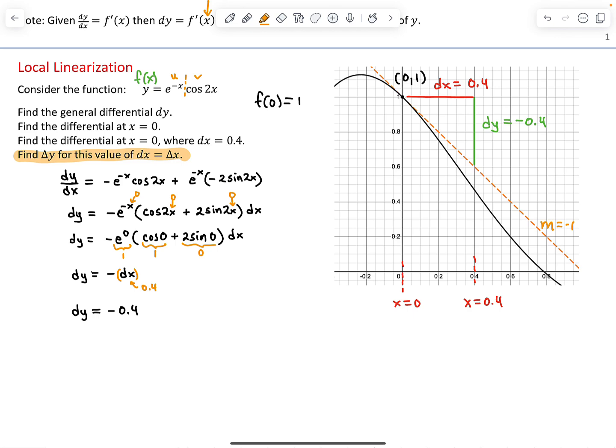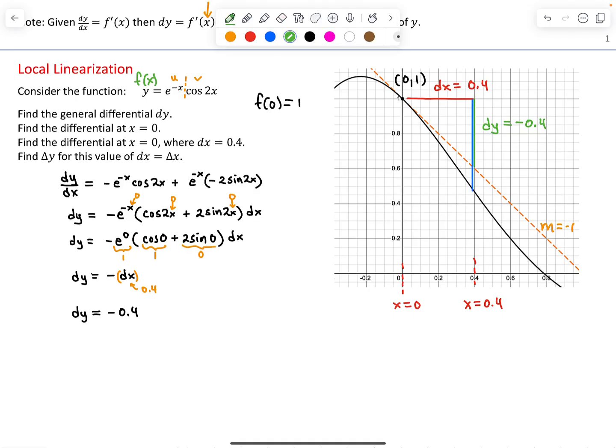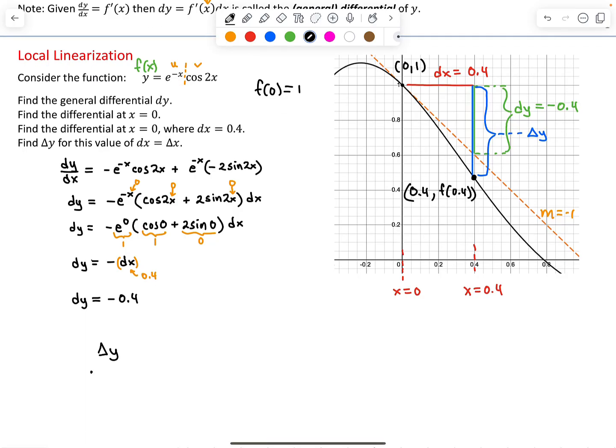And lastly, we want to find delta y for this same value of dx or delta x. Well, in this drawing, that will be the vertical change experienced by the actual function. So whereas dy is this length, delta y will be the length shown here in this image. Well, this point on the function would have coordinates 0.4, comma f of 0.4. So delta y over the interval from 0 to 0.4 will be f of the right endpoint of this interval minus f of the left endpoint of this interval, giving us e to the negative 0.4 times the cosine of 2 times 0.4, which is 0.8, minus f of 0, which we already calculated was 1.